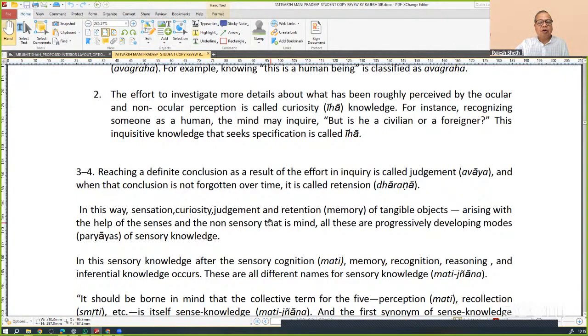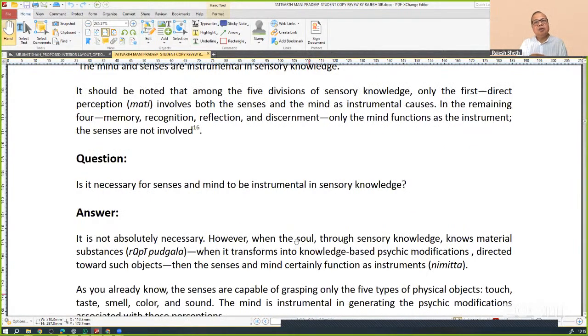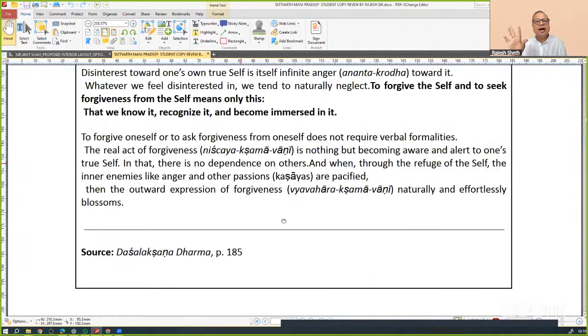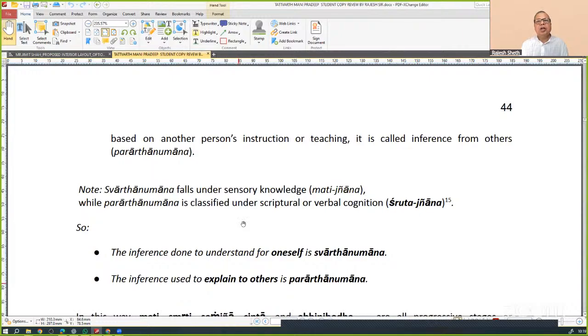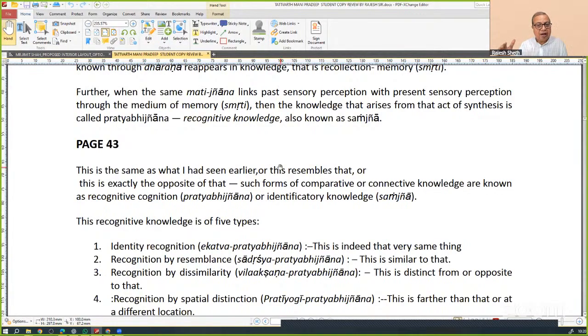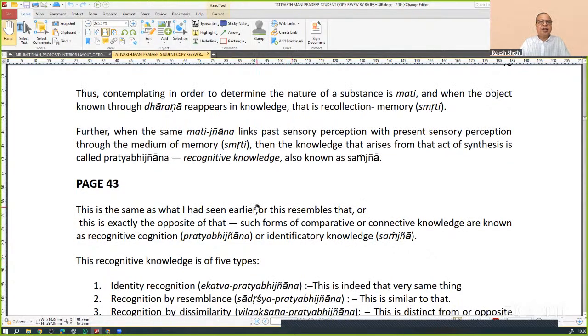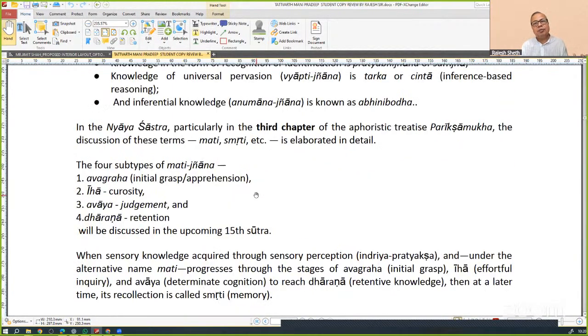Okay. Then from memory, the next step comes, now we come back to the 13th sutra. Okay. To come back to the 13th sutra, why we studied the 15th sutra first is because that process first involves these four stages. Avagraha, iha, avaya, dharana. Sensation, curiosity, judgment, and retention. Now, whatever comes to the level of retention, that goes into memory. You can recall that. Okay. But what goes up to judgment, you may forget it. It will never come to your mind again.